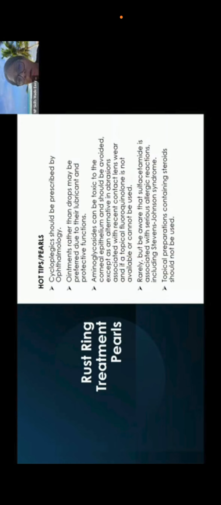Ointments are preferred rather than drops, as they lubricate and have some protective functions. Aminoglycosides can be toxic to the corneal epithelium and should be avoided, except as an alternative in abrasions associated with recent contact lens wearers, and if a topical fluoroquinolone is not available and cannot be used.